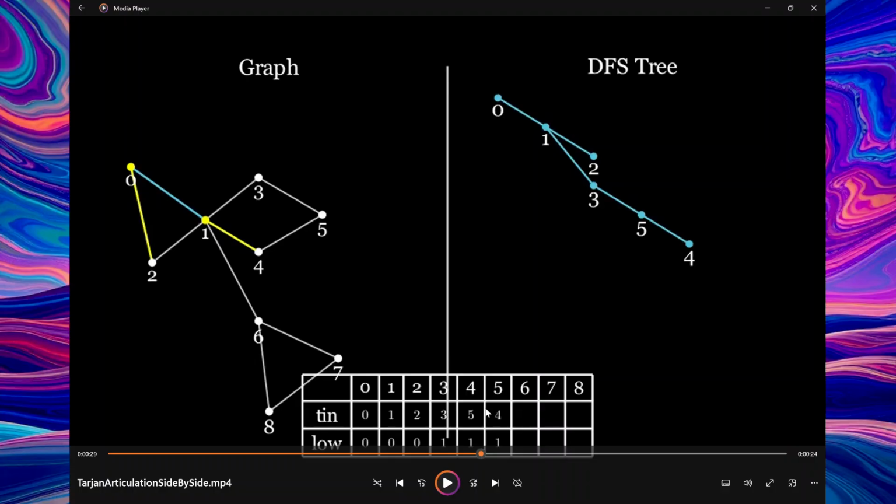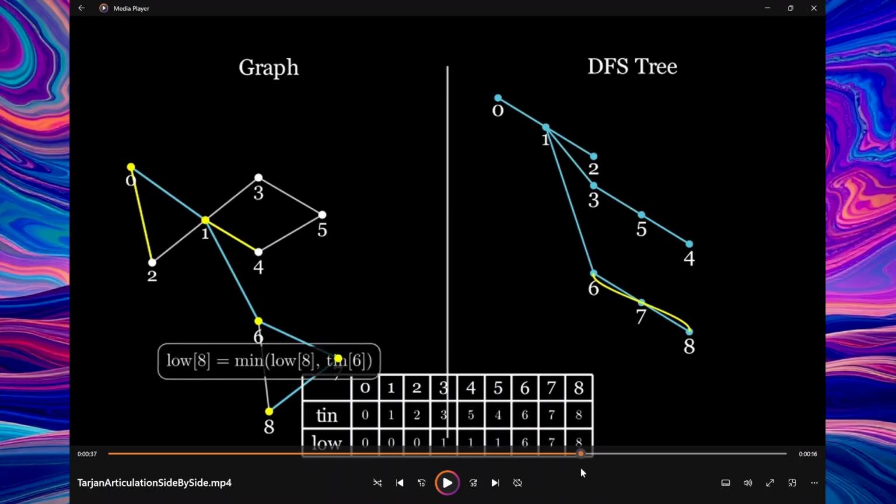So now what you can see is what the low value intuitively represents at a high level: it breaks the graph into these components. Everything in the component that would be separated by 1 has a value of 0. Everything on the other side of 1 has a value of 1. And then at the very end, 6, 7, 8. Now, 8 forms a back edge with 6. Its low value gets adjusted, 7 gets adjusted, and 6 gets adjusted.